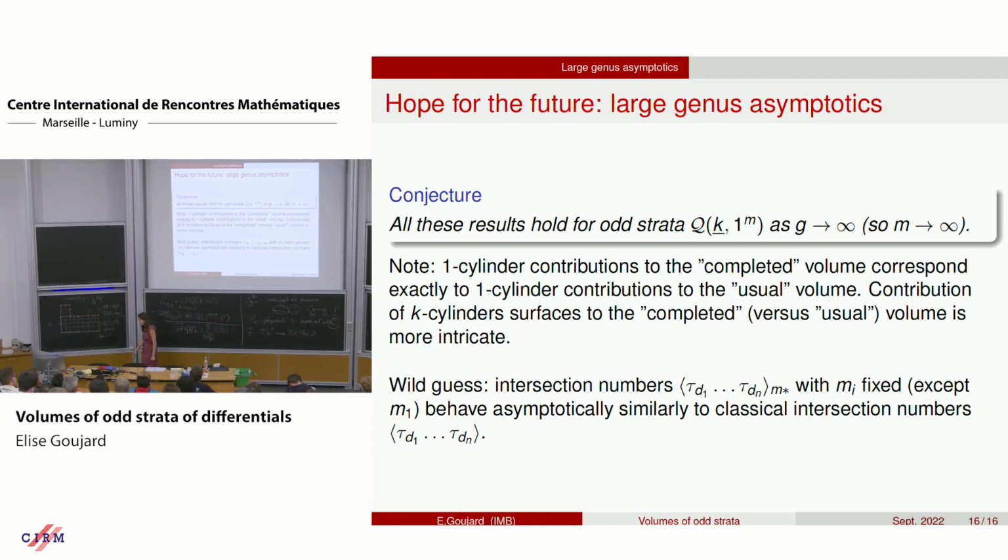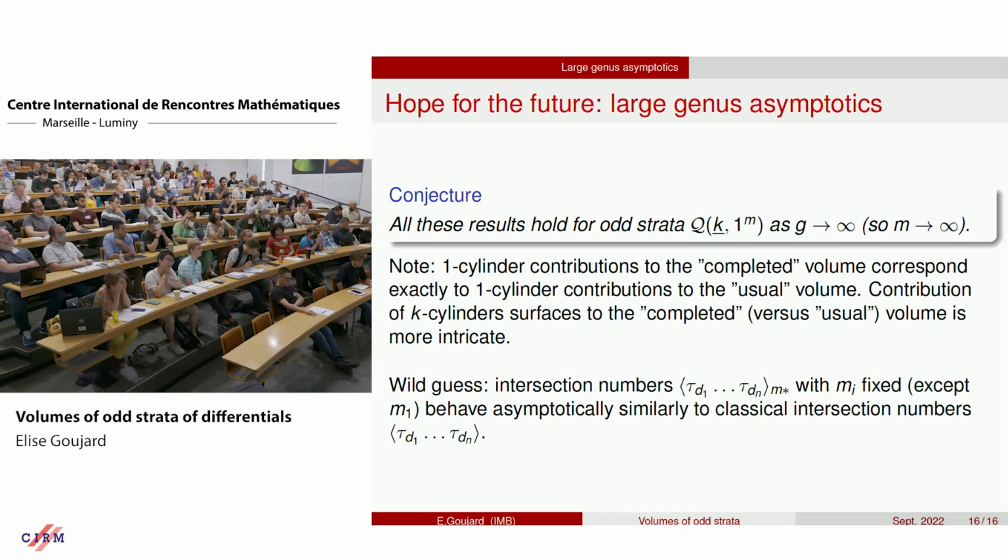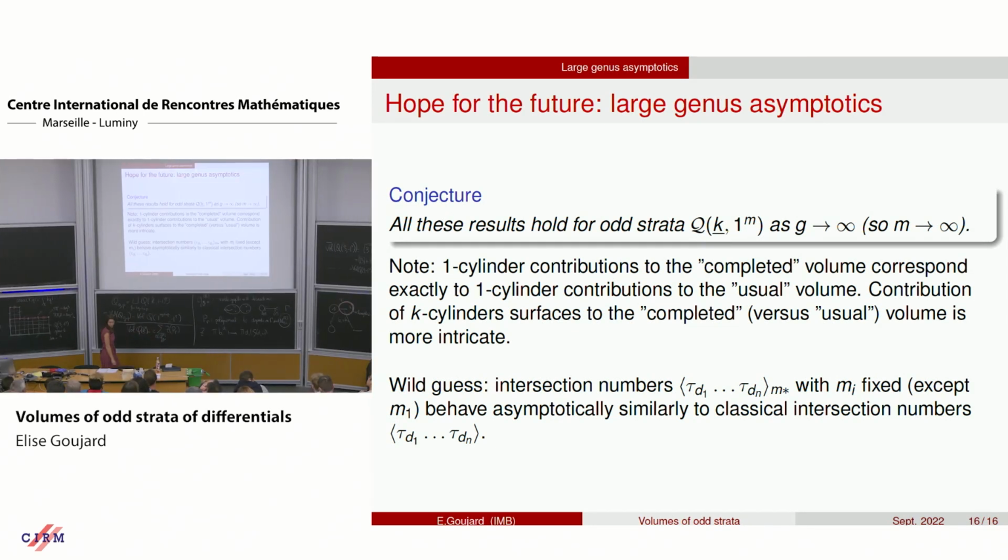A first step in showing such a conjecture is to notice that if you look at the contribution of one-cylinder surfaces, you have this completed volume and this non-completed volume. Actually, when you look at one-cylinder surfaces, it's the same contribution on both sides. So you don't have to care about this mess, about these coefficients, etc., these degenerations. So for one cylinder, it's pretty nice.